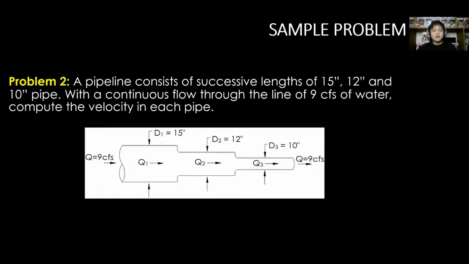For sample problem number 2, a pipeline consists of successive lengths of 15 inches, 12 inches, and 10 inches pipe with a continuous flow through the line of 9 cubic feet per second of water. Compute the velocity in each pipe.